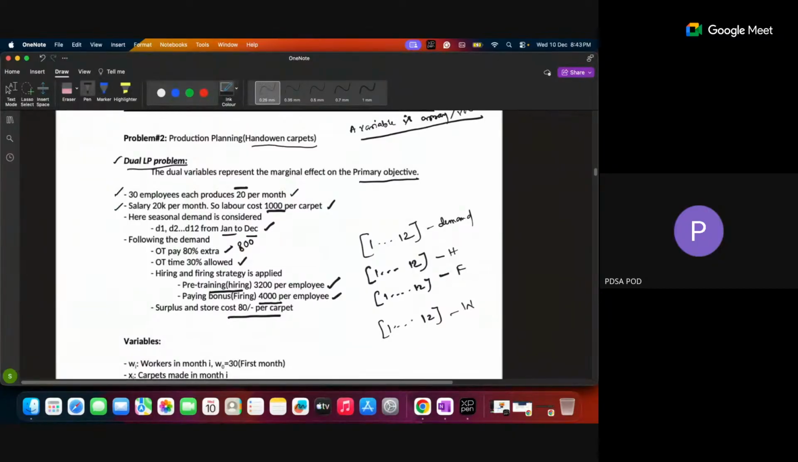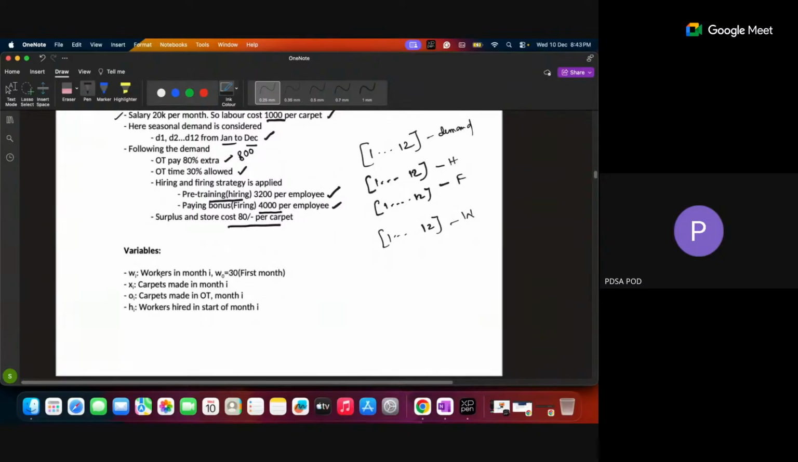When you go to dual variables, you can see the interesting thing here. Workers in a month, that's called I. Assume that W0 is the first month, where it is 30. From the next month onwards, the worker strength may be increased or decreased based on the demand. Similar way, the carpets made in the month may be more or less based on the demand. Overtime carpets are priced 80% extra. Actual carpet making is 1,000 rupees, but an extra OT carpet costs 80% more, that means 1,800 rupees.